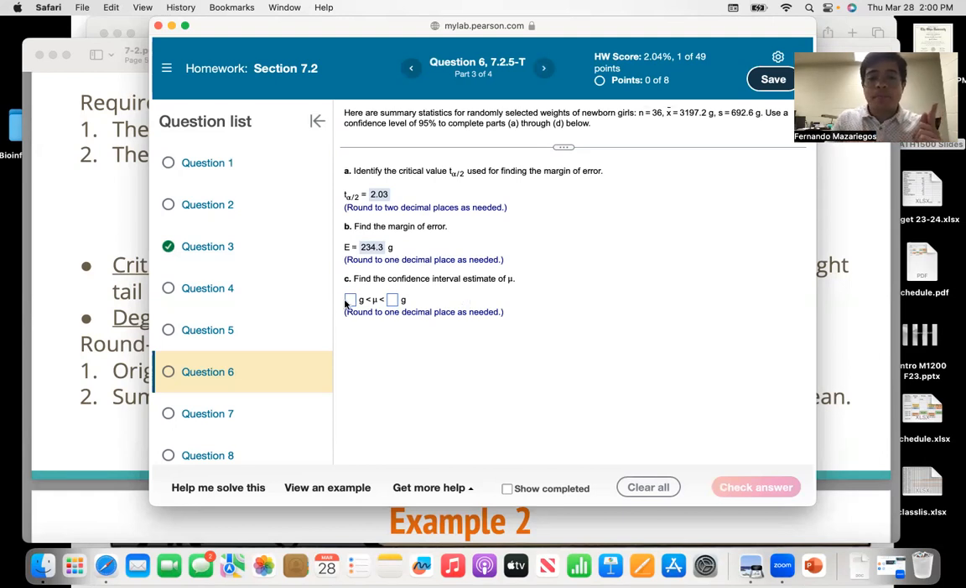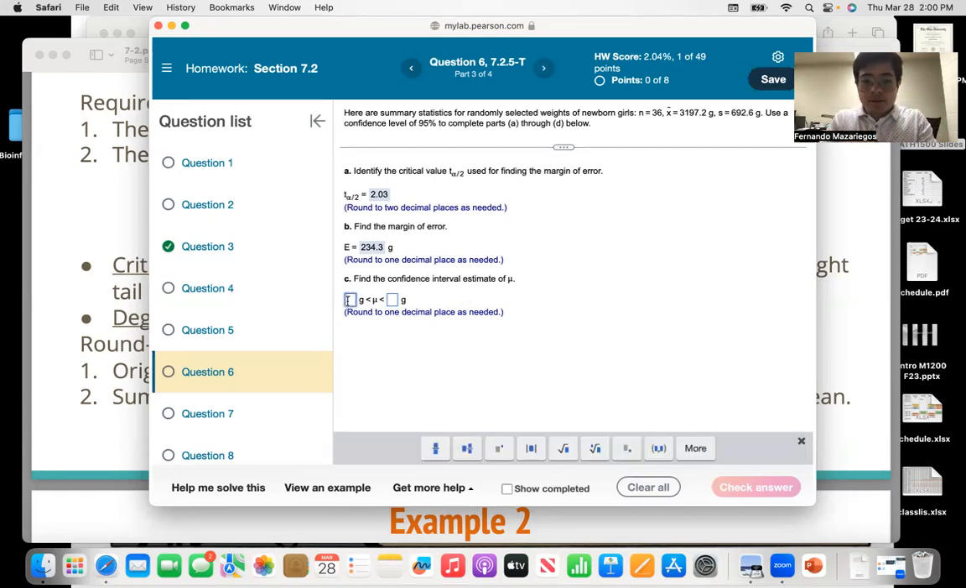Point estimate minus the margin of error, that is the lower limit, and point estimate plus margin of error, that is the upper limit. So now the point estimate is the sample mean, which in this case is 3,197.2. We subtract the margin of error we found of 234.3. We get 2,962.9.